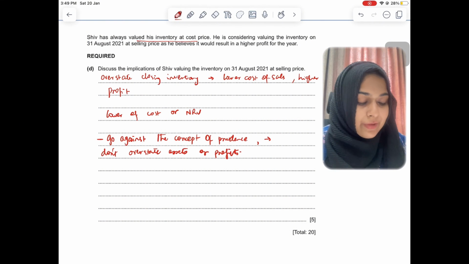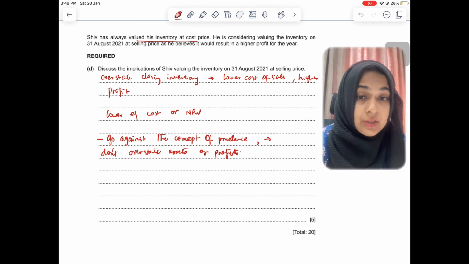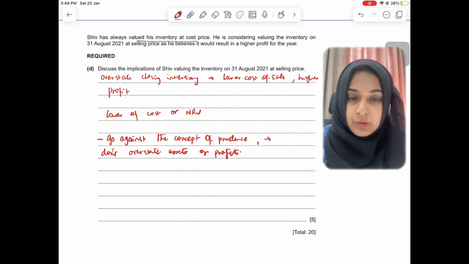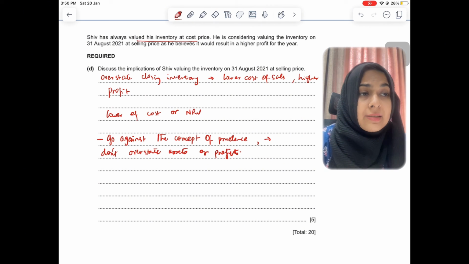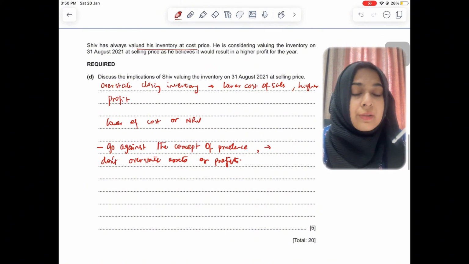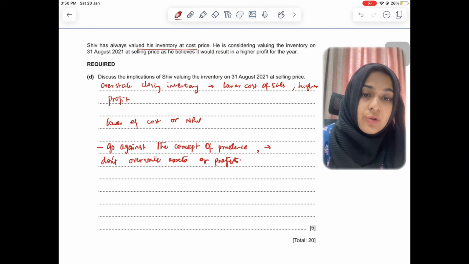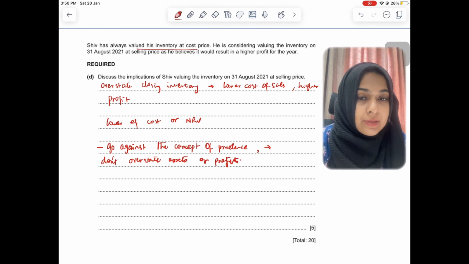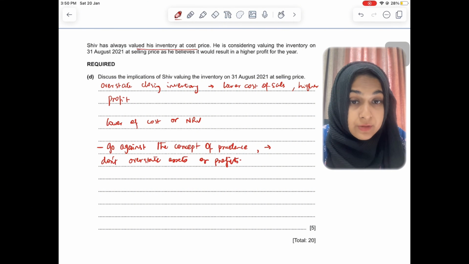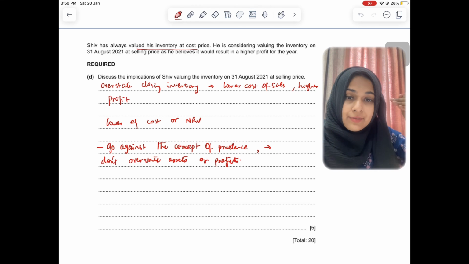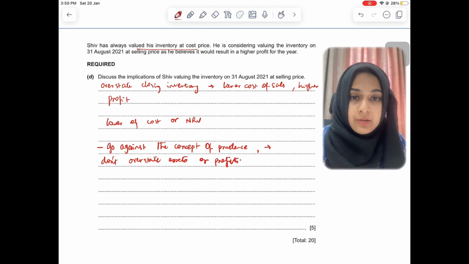And basically write everything that is important here: overstating closing inventory will result in a lower cost of sales, and therefore profits will also be overstated. If you need to understand this, whenever you overstate closing inventory, you're subtracting a bigger number, because closing inventory is subtracted. When you subtract a bigger number, you get a lower value for cost of sales. And when cost of sales is lower, revenue minus cost of sales gives you gross profit, so your gross profit will be overstated. That effect will also be carried down to the profit for the year. So both will be overstated.